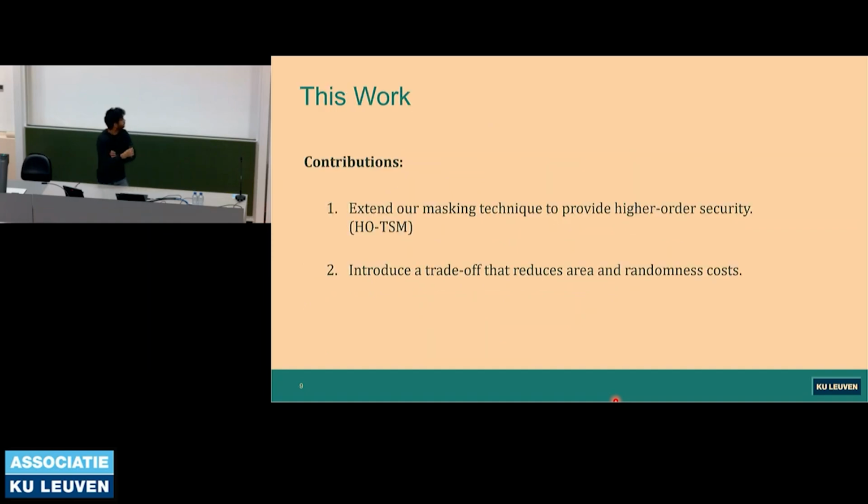Now moving on. So there are 2 main contributions for this work. The first one is that we extend our technique to higher order security. Once we do that, we also increase the area and randomness usage. So to counter that, we propose a trade-off, which works on the previous idea, and then we get a new construction which also reduces the area and randomness. I'll first explain the first part, and then in the later half of the presentation, I'll go to the second part.